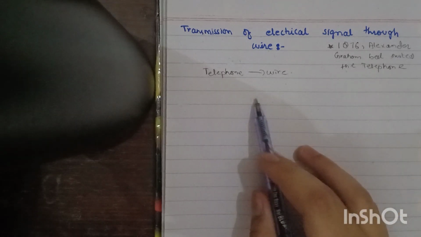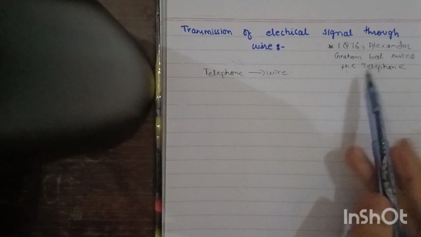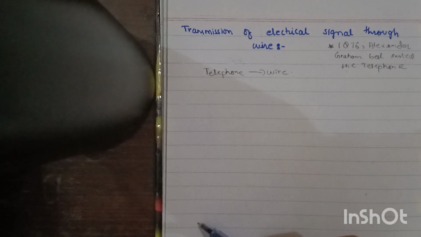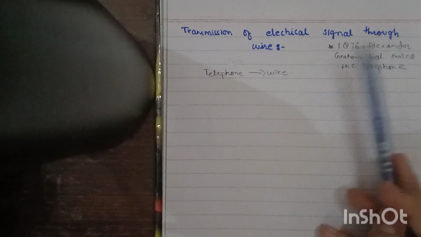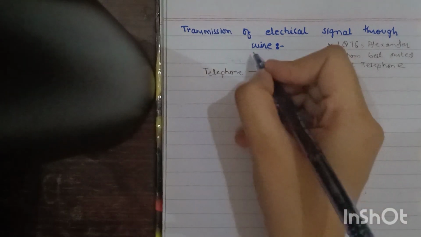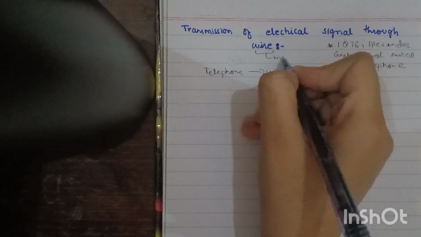So let's understand the transmission of electrical signals. As I told you before, transmission basically means transferring of something, an electric signal as you all know, through wires. So here the information will flow with the help of wire. The wire is basically the medium here.